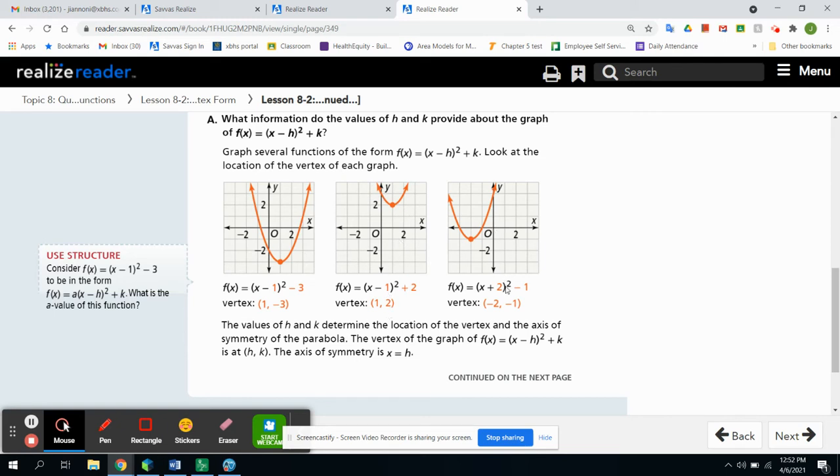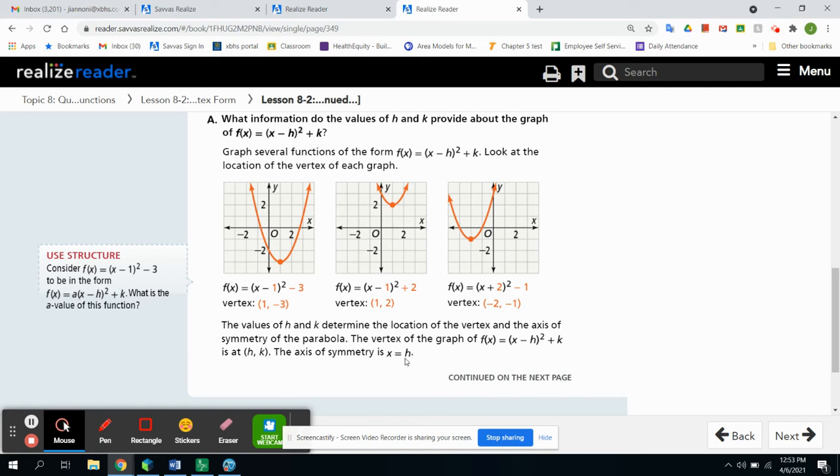Next, we've got a plus 2 inside, so we're moving 2 left this time. We've got a minus 1 outside, so we're moving down 1. That creates the vertex, and we draw the parabola from there. You're going to be asked, where is the vertex located? Negative 2 comma negative 1. You notice the y value is always exactly the same as the plus or minus outside, and the x value is always the opposite of what is inside.